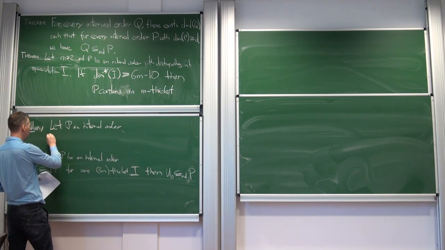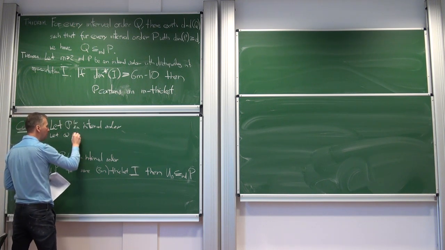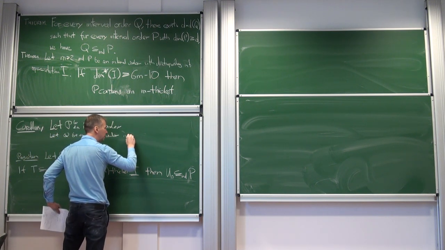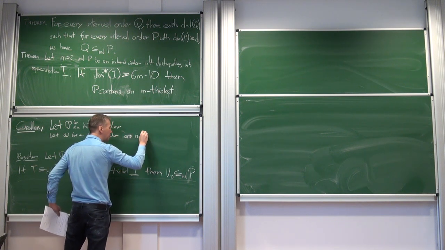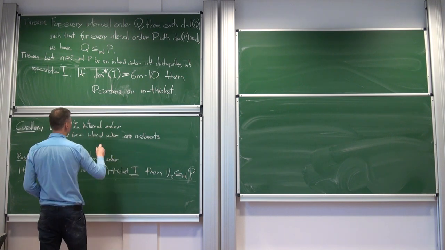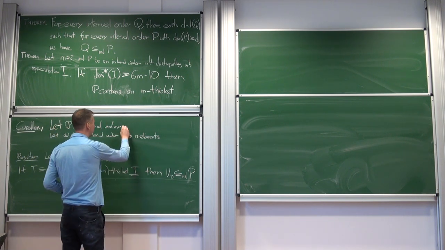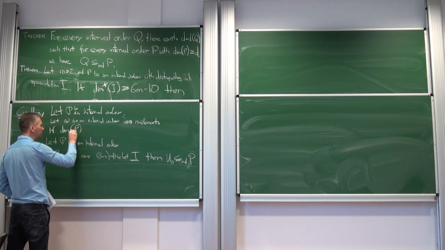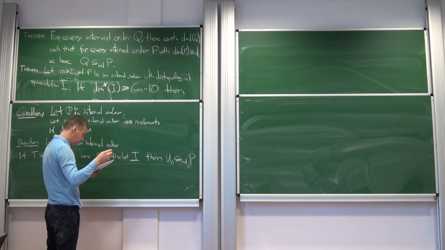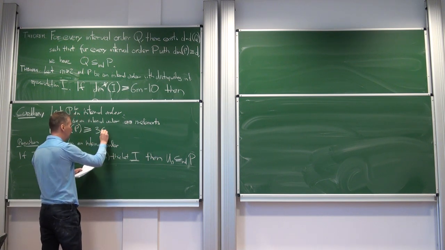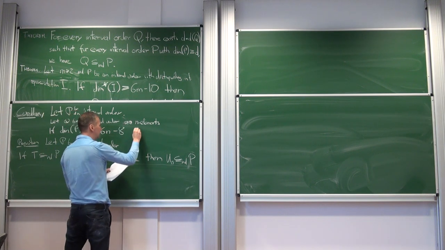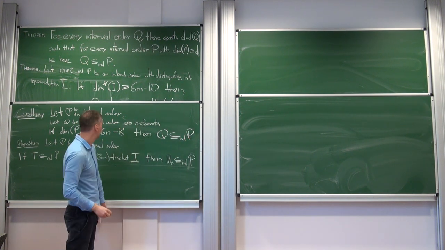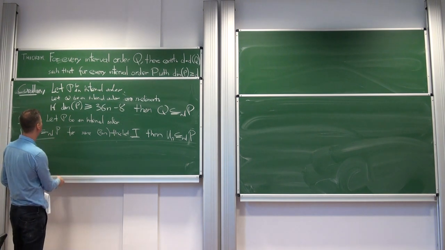Let P be an interval order, let Q be an interval order as well, on n elements, this one, and P is an interval order. And now, if the dimension of P is at least 36n minus 8, then Q is contained in P. And we can actually prove it in this corollary.